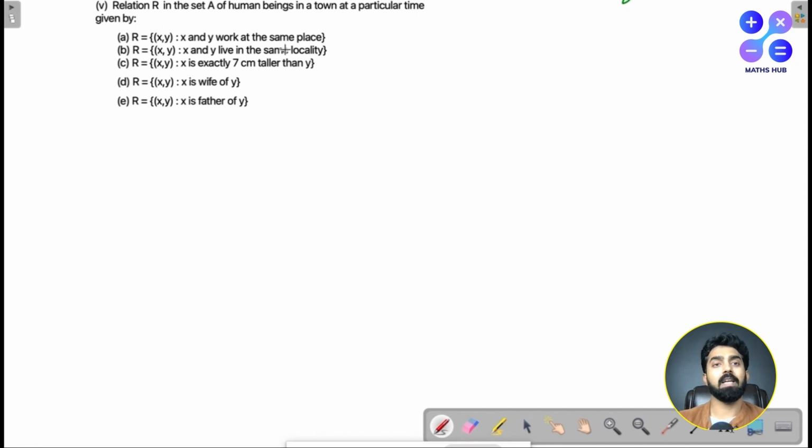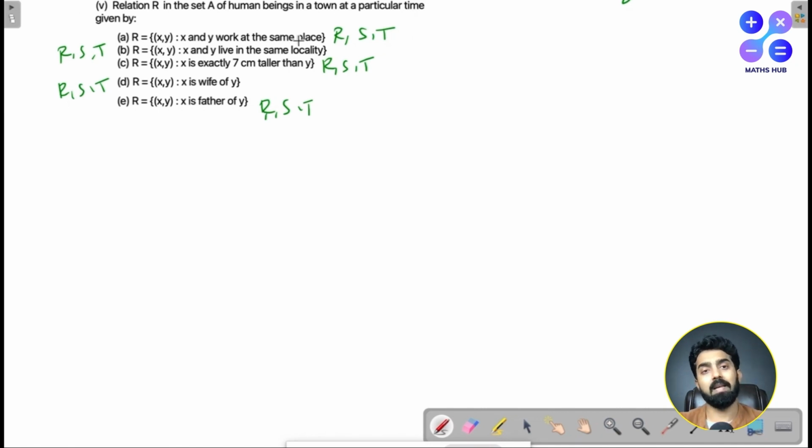Relation R in the set A of human beings in a town at a particular time is given by R = {(x, y) such that x and y work at the same place}. We have 5 different questions here, but quickly let's do it. Reflexive, symmetric, transitive. Let's just mentally do this.